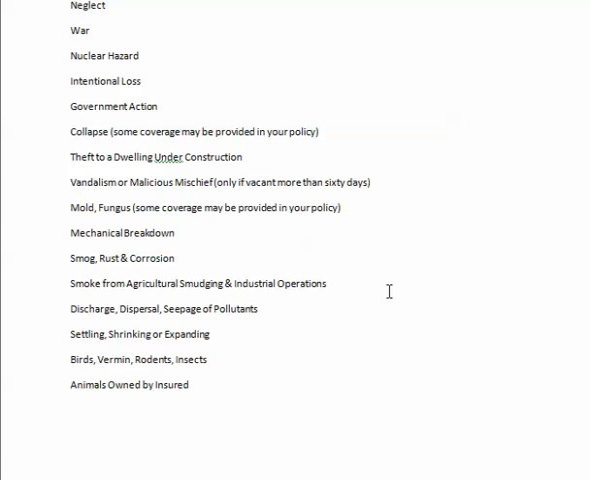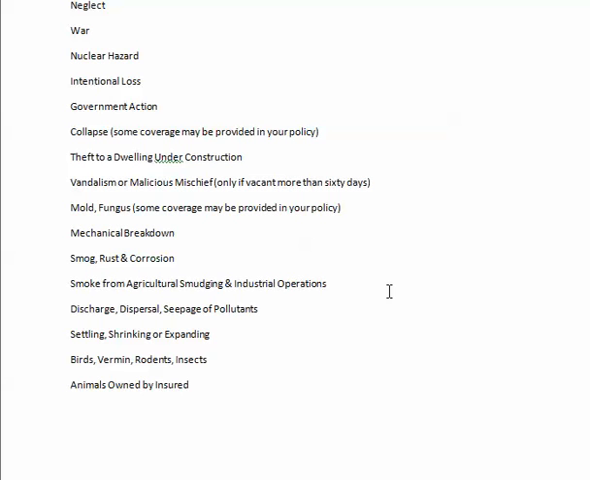Mold, fungus: some coverage may be provided in your policy. Mechanical breakdown, smoke, rust, and corrosion, smoke from agricultural smudging and industrial operations, discharge, dispersal, seepage of pollutants, settling, shrinking, or expanding, bugs, vermin, rodents, insects, animals owned by insured.